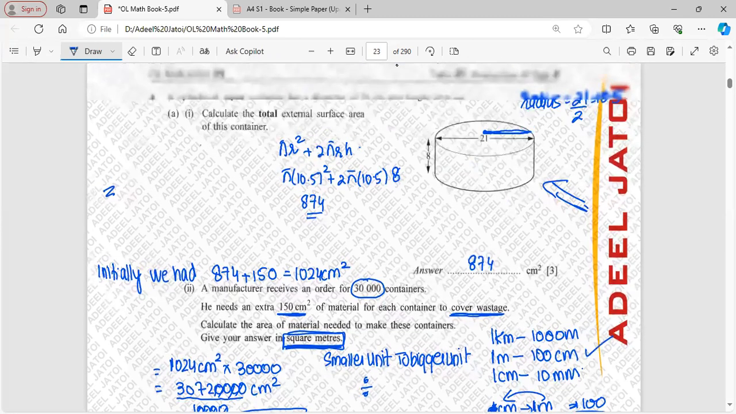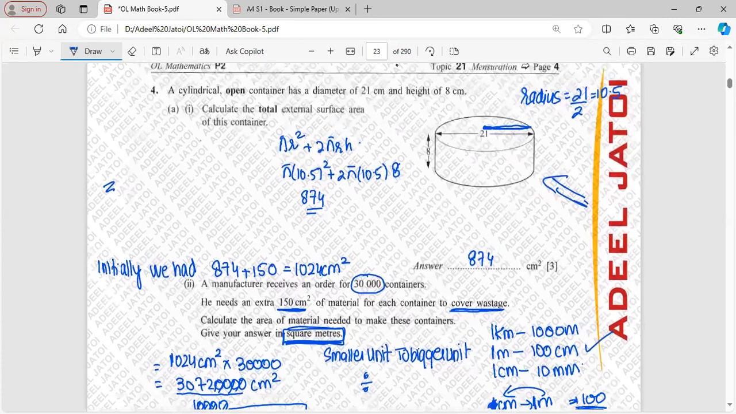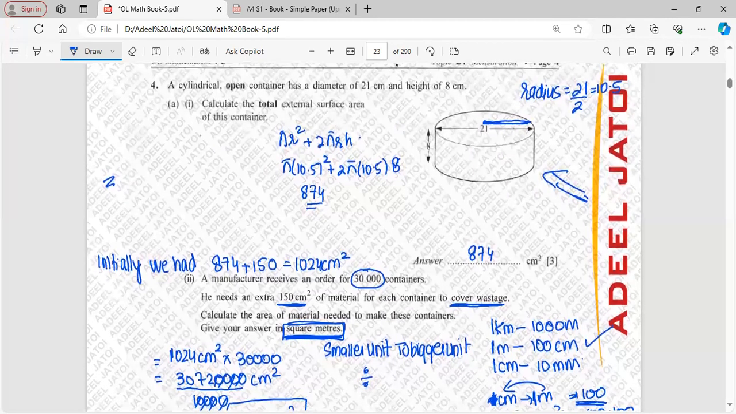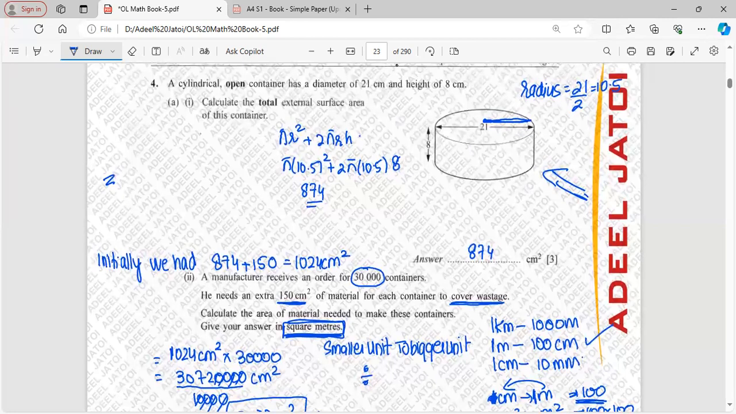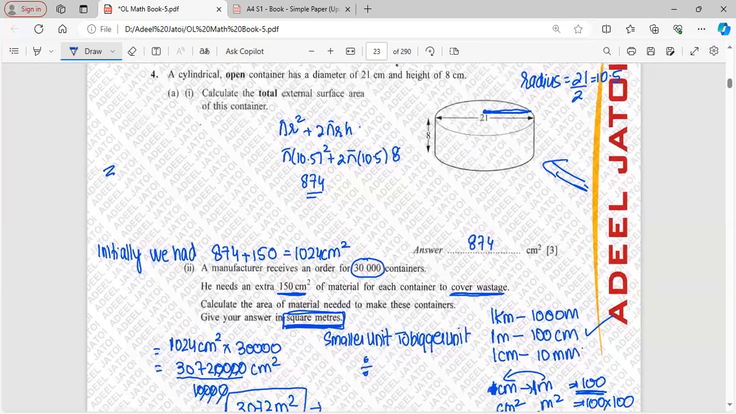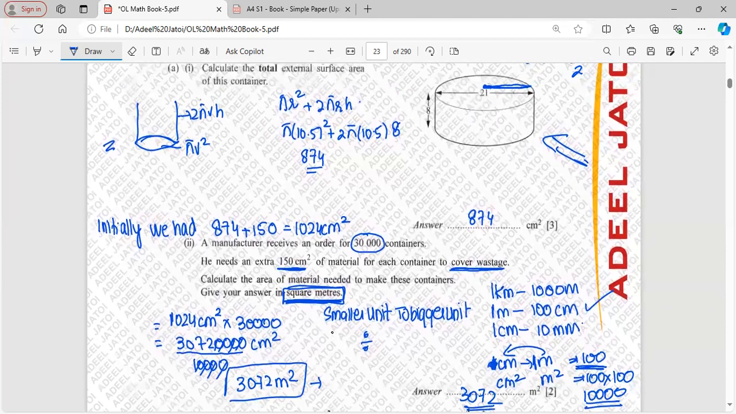So this was part 2. Part 1 was of 3 marks, where we were required to find out the total surface area. Your total surface area included what? It was an open container. So open container means only pi r square for the circle and 2 pi r h. What is total surface area? Total surface area means area of all the sides. So we have 2 sides only.